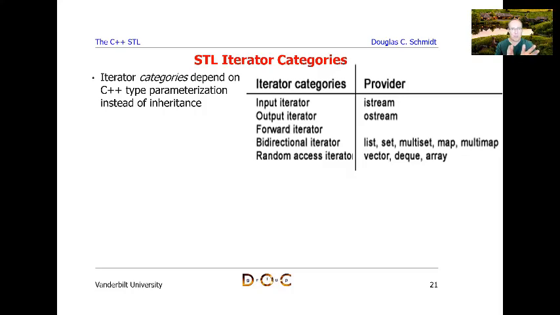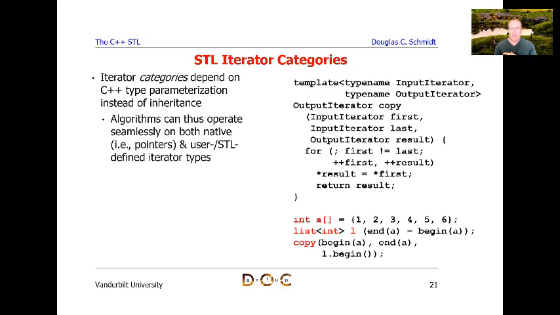And then there's a bunch of containers. In fact, the bulk of the containers in STL take so-called bidirectional iterators. So things like regular list, which is implemented as a doubly linked list, so you can go forwards and backwards with equal ease. Set, multiset, map, multimap. Those are all bidirectional iterators. And then the final category, which is the most powerful one, is the random access iterator. There are examples there like vector, deque, and a built-in array.